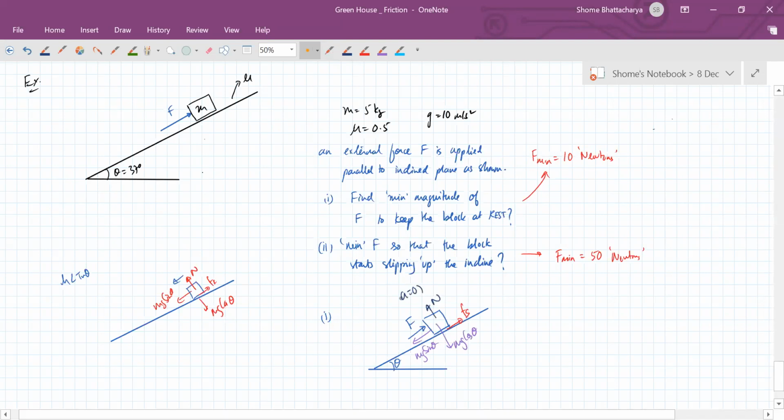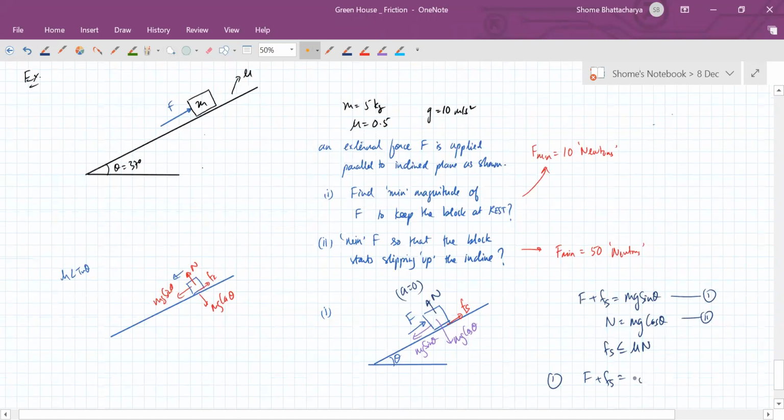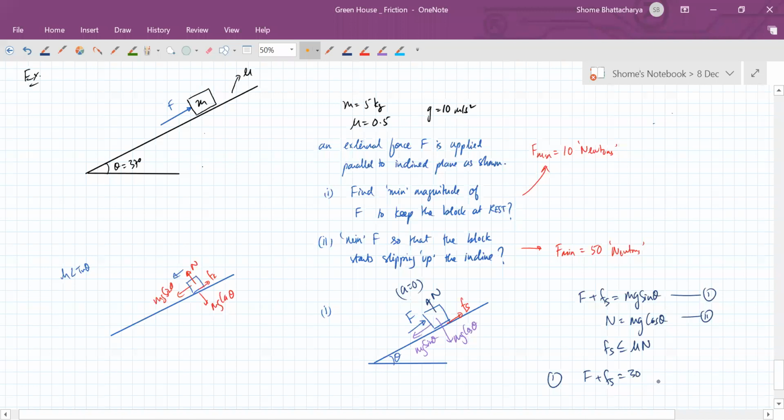So that the acceleration is 0. Okay. So F plus static friction is balancing mg sine theta. Normal reaction is balancing mg cos theta, and static friction cannot exceed mu n. Okay, so from your equation 1, you will see that F plus static friction has to be equal to 30 newtons. Okay, from your second equation, you will see that normal reaction is equal to 40 newtons.